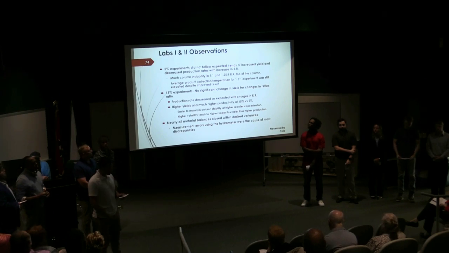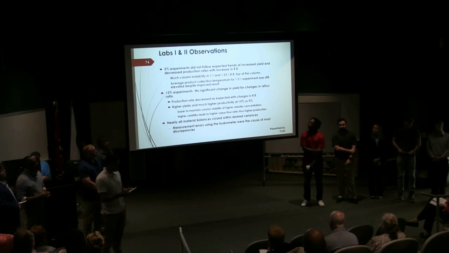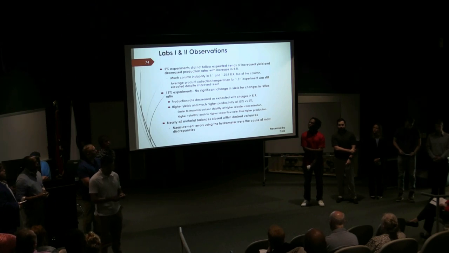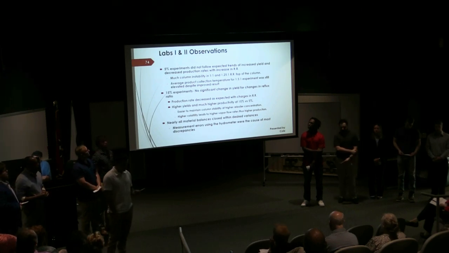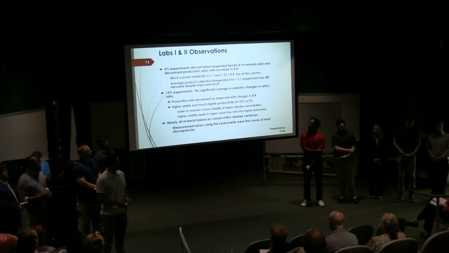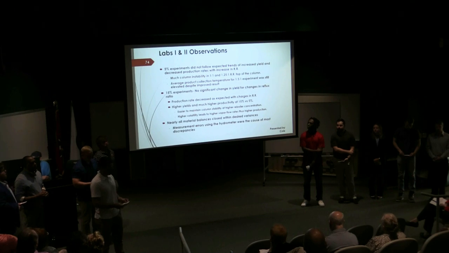The higher volatility at our 15% concentrations showed increased vapor flow and production rates, while our yields remained stable across the different reflux ratios. Our material balance closed within the limits we set, with most of our errors being attributed to our hydrometer readings.